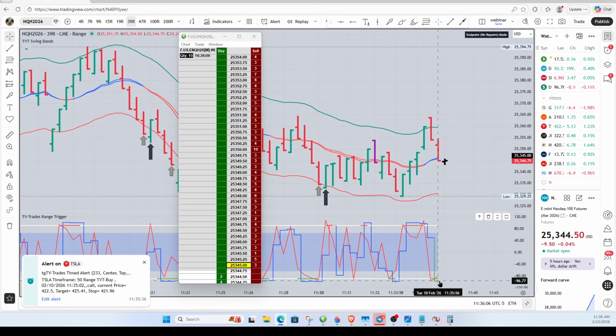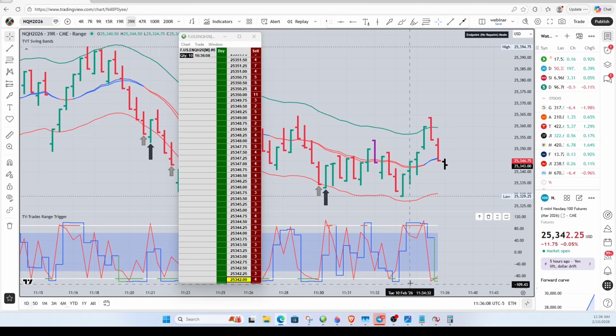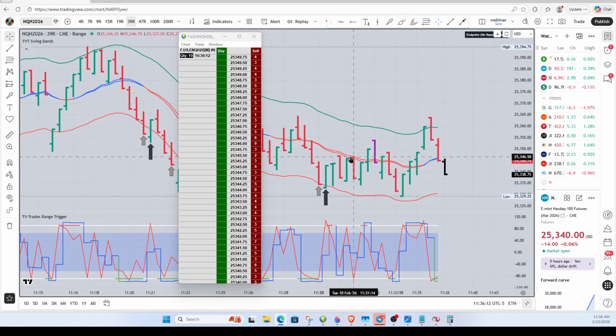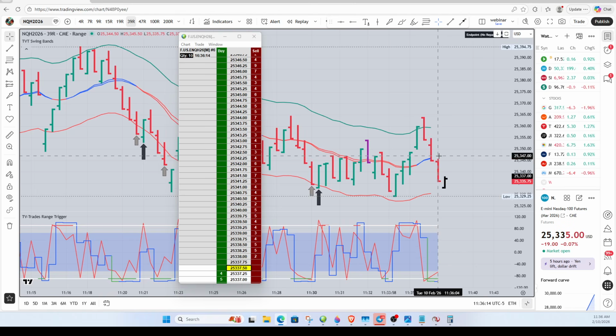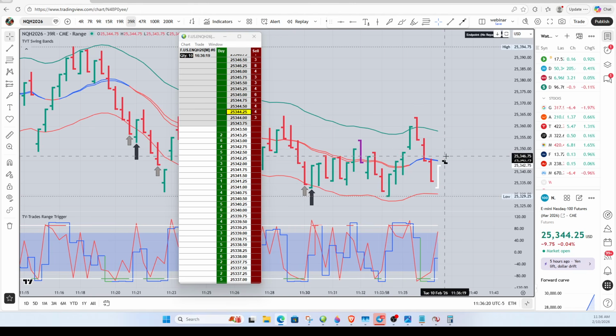Okay. One of the other things that I noted earlier this morning was if you go in the direction of the bands, if you want to limit the overtrading that can happen with this, and you stick to the direction of the bands, like only taking shorts when the bands are red and only taking longs when the bands are blue.